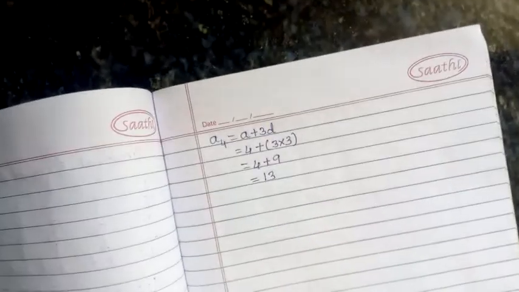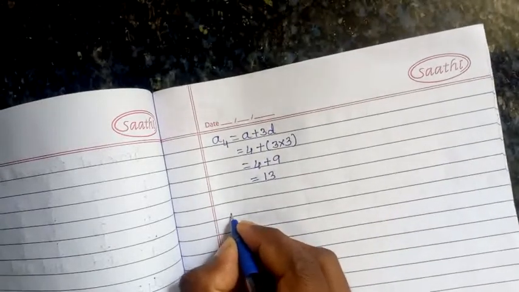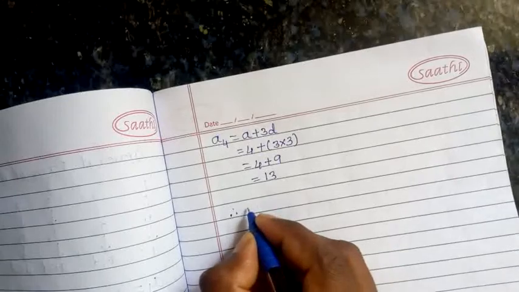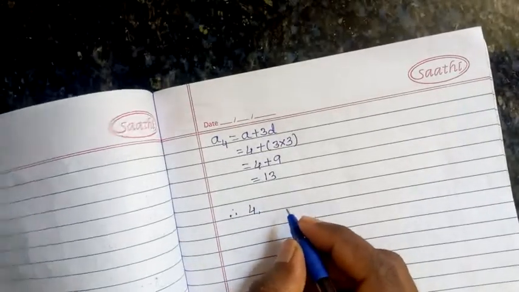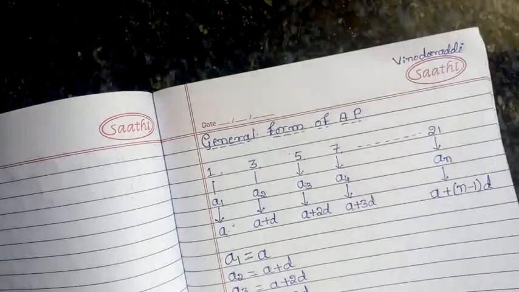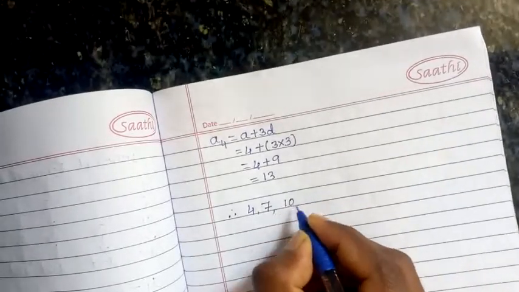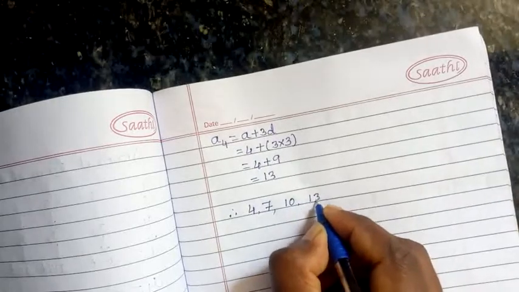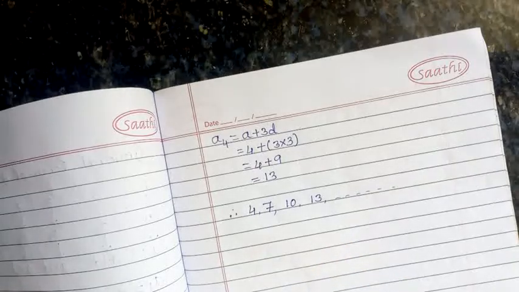Here we know the four terms of the arithmetic progression: the first term is 4, the second term is 7, the third term is 10, the fourth term is 13, and so on. These are the first four terms of the arithmetic progression.